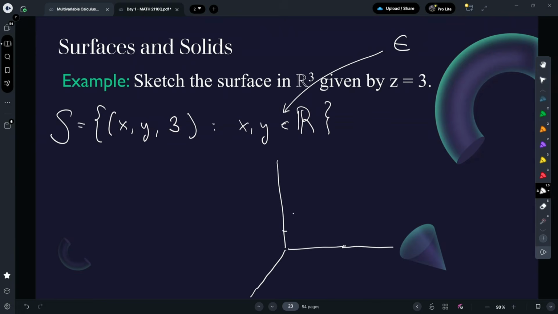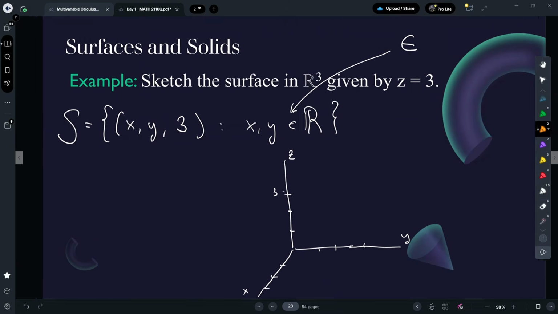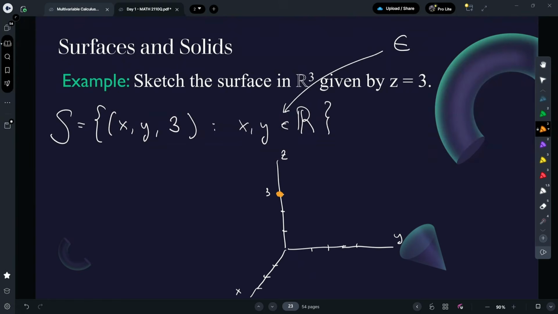So z equals 3 is here. And this is the x coordinate, and this is the y coordinate. For example, (0, 0, 3) is in the plane. It's in this surface. We don't know yet what it is, but it's here. What about 1? It's easier to draw the ones where x is 0. So (0, 1, 3) is in the plane. (0, 2, 3) is here too. What about (0, 0, 2)? No, because z is not 3, so that's not there.